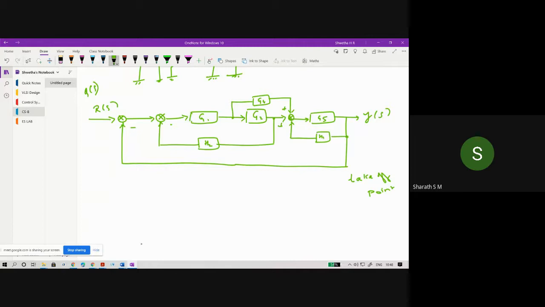For that, here we have a feedback with negative feedback. So in the second step, what is the first step? We need to split this, as well as shift this takeoff point from left to right. Once we shift the takeoff point from left to right, just check the rules. What's the alteration we need to perform for this block? Check it out.